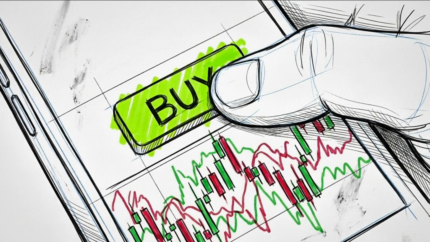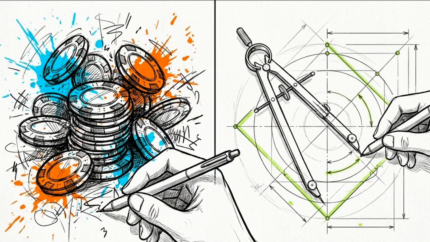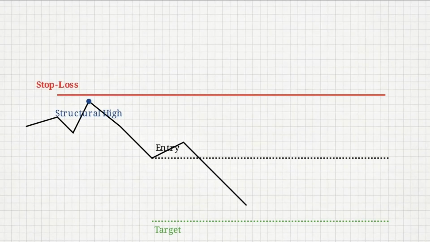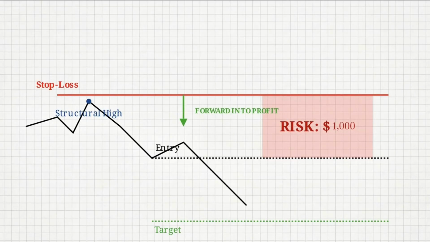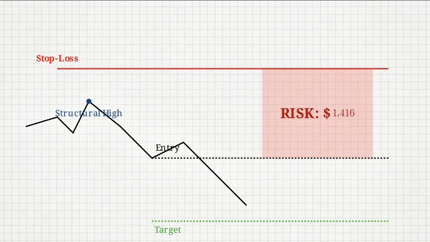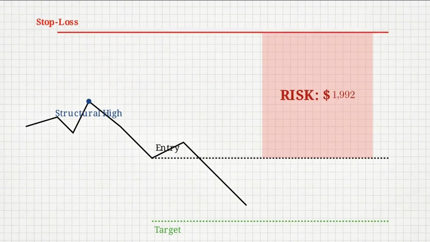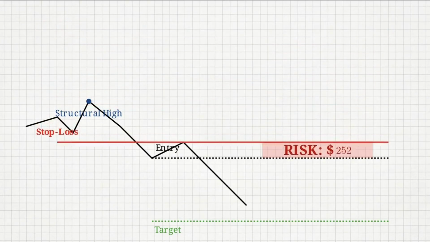Anyone can execute an entry. Executing the transition from offensive prediction to defensive management is what separates gamblers from professionals. To protect our capital, we place our stop-loss here, above the most recent structural high. A stop-loss can only move forward into profit. If you stretch that boundary backward, your planned risk of $1,000 instantly doubles to $2,000, breaking your probability.